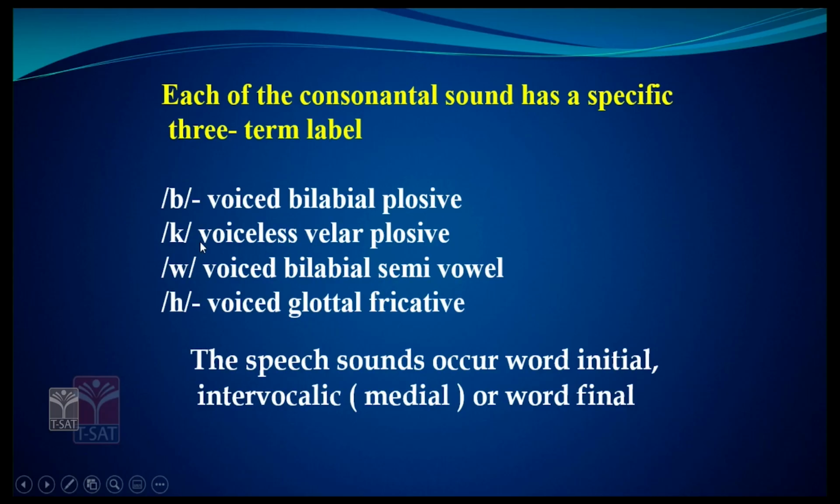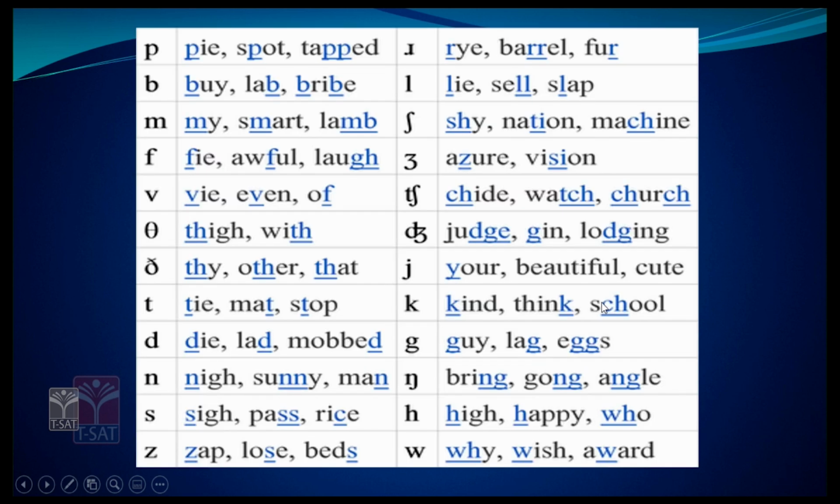We can further attempt giving three-term labels to certain phonemes, as we have discussed. b is voiced, bilabial, plosive, and k is voiceless, velar, plosive, and w is voiced, bilabial, semivowel, and h is voiceless, glottal, fricative. So the speech sounds may occur in the word initial position, intervocalic or medial position, or even word final position, right? And this chart gives us the details of the distribution of the speech sounds.